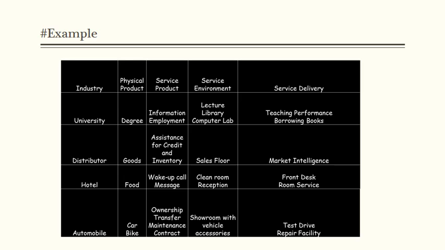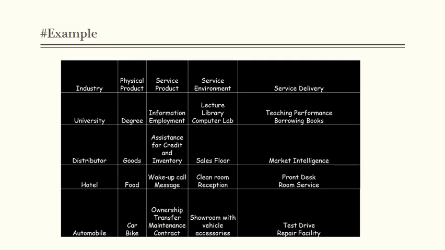The distributor is like goods, service products, assistance for credit and inventory. The service environment is the sales floor, and service delivery is market intelligence. Hotel: we can see the food is a physical product, a wake up call is like a service, and the cleaning, from reception and front desk and room service.